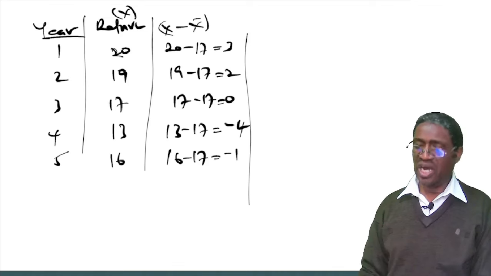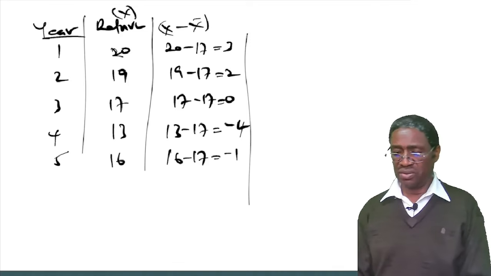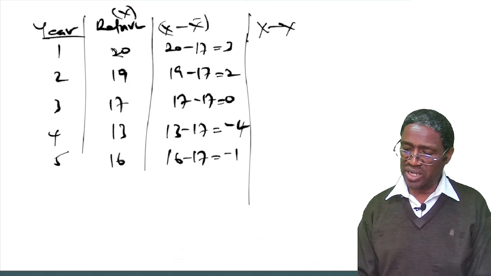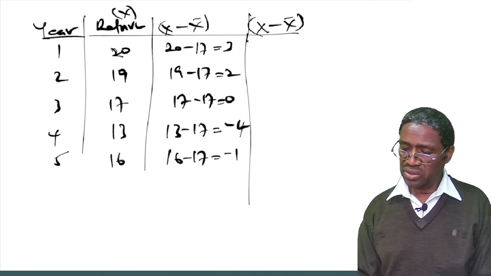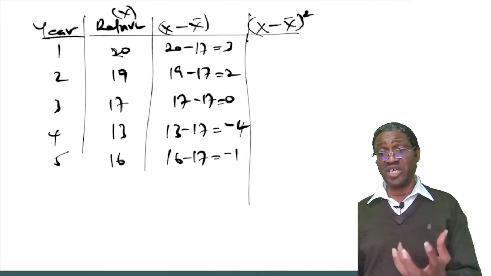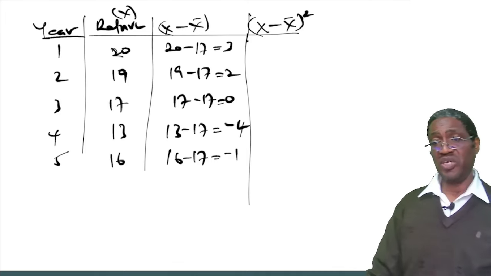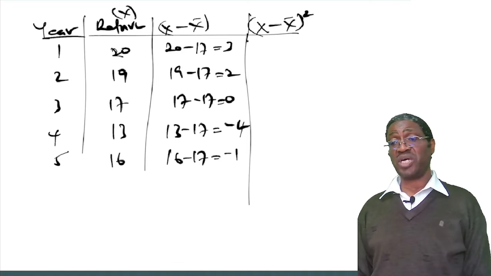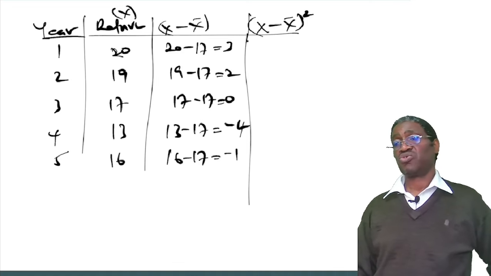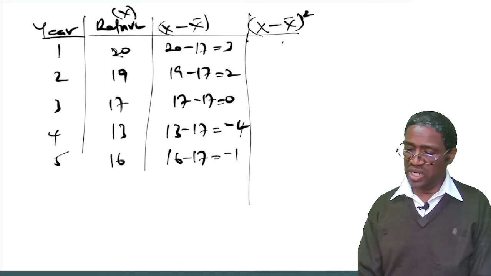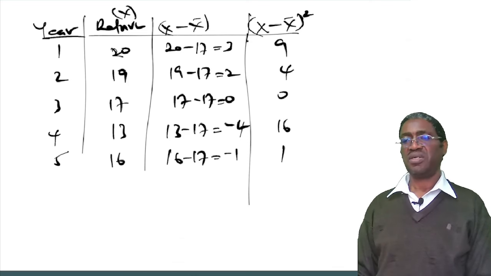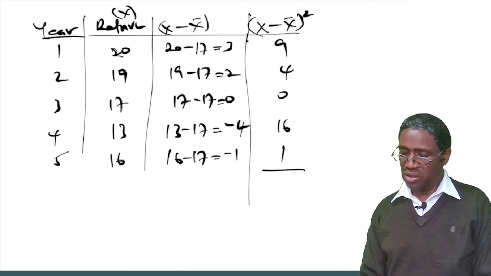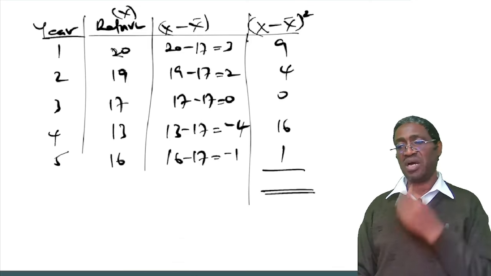Good. Then after that, I need another column now for X minus X bar squared. So we square the deviations. We have got some of the deviations as positive, some of them as negatives, so we square them. This will be 9, 4, 0, 16, 1. Okay? Then we get the sum of those deviations.